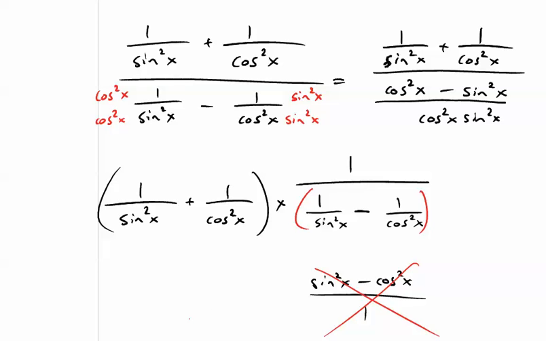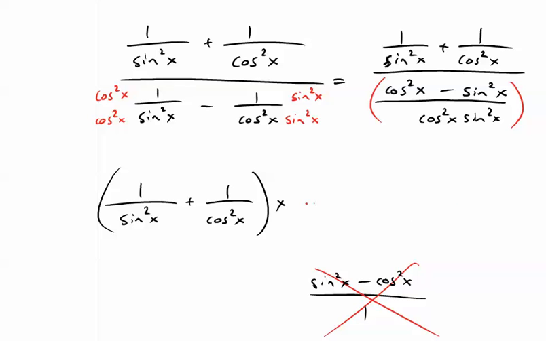And now I can multiply by the reciprocal. So now I'm going to take this fraction, and because it's just one fraction, now I can flip it upside down. So instead of trying to work with this one, I'm going to flip upside down the denominator. And I get cos squared minus sine squared.